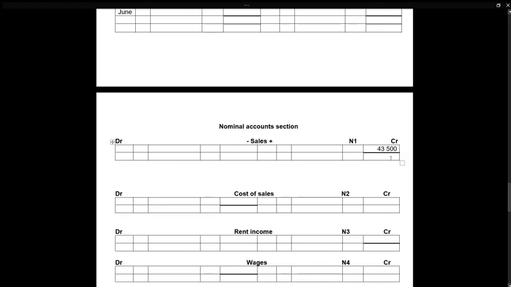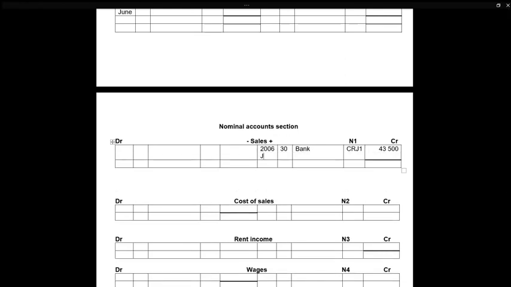Where did I get this from? Cash received journal number 1. My details will be bank. Took place on the 30th. Include all of the transactions, 2006 and June. Right. So sales has been credited. If I want to find my debit, I'll find it in my bank account.